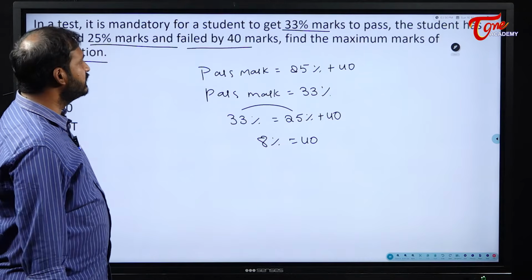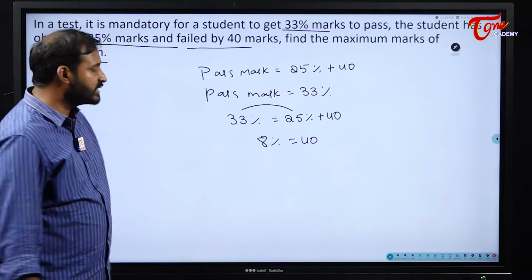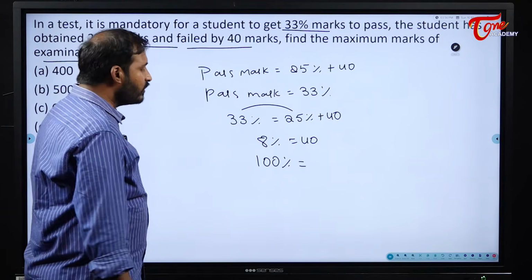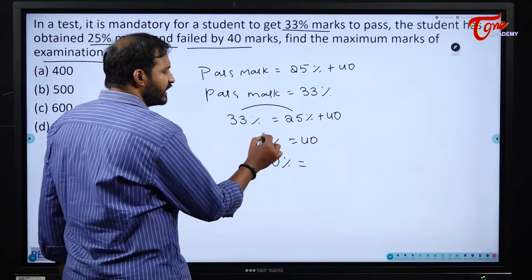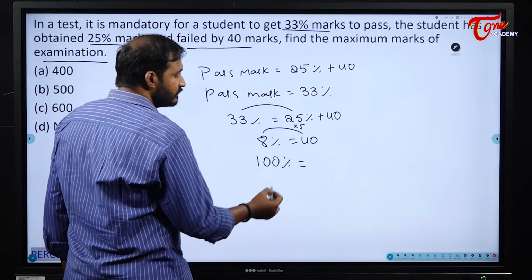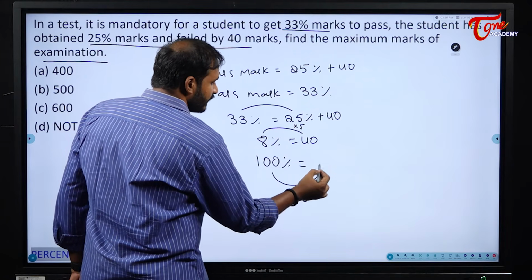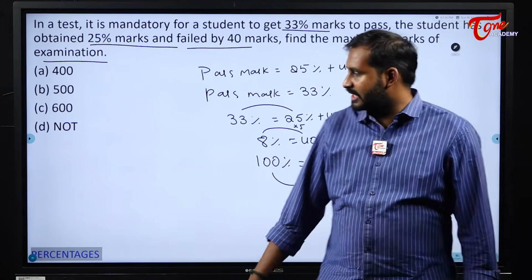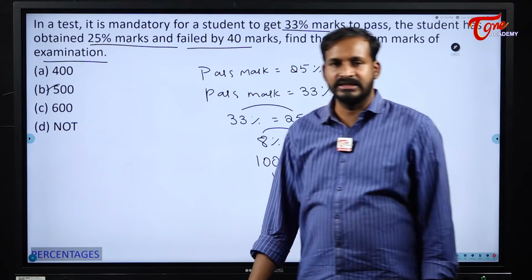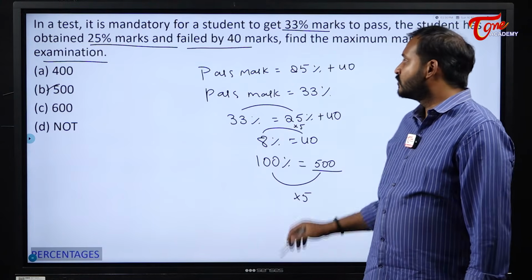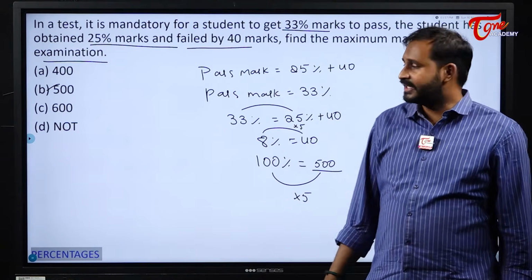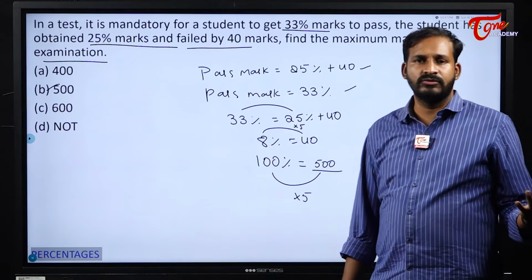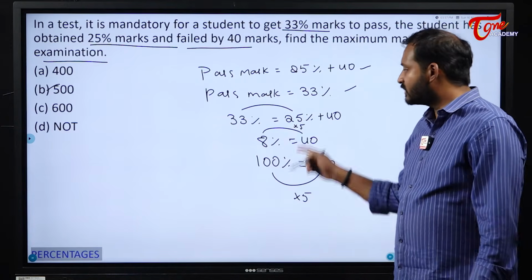What are they asking us here? Find the maximum marks. Maximum marks means 100%. If 8% is 40, what about 100%? Assume it as x and cross multiply it, or else 8 fives are 40, right? Similarly 100 fives are 500. So the maximum marks in that examination is 500. Here the given data is split into 2 parts, 2 pass marks, for the same examination, so both the marks should obviously be equal. Based on that concept we solved this one.